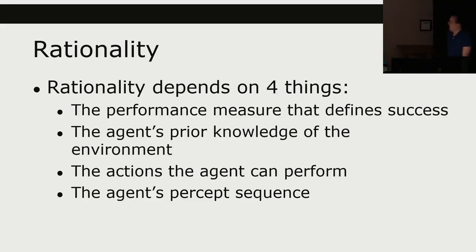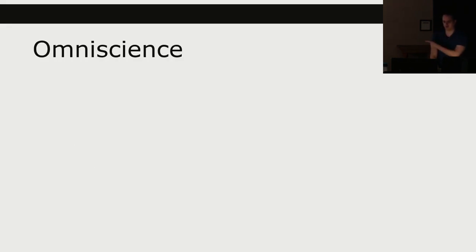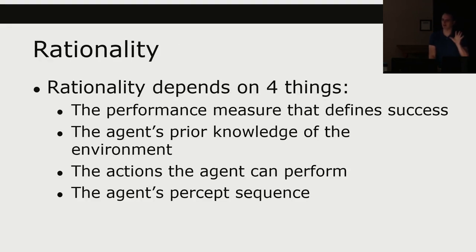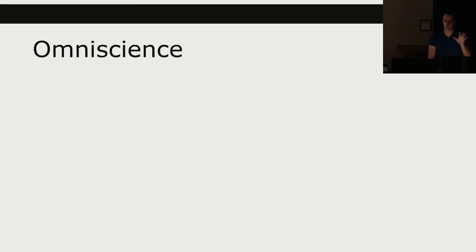Okay, so rationality is going to depend on 4 things. The performance measure that defines success, the agent's prior knowledge of the environment, the actions that the agent could perform, and the agent's percept sequence. Rationality is different from omniscience. Okay, so rationality is one thing. Rationality, again, is making the best decision based on what you know.